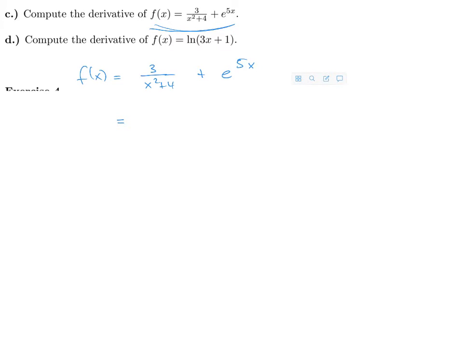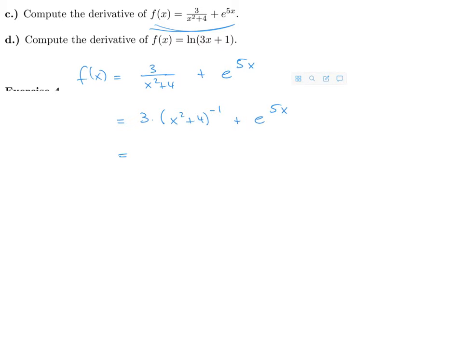So what I could do here is write this as 3 times (x squared plus 4) to the power of minus 1. That's actually the same. Plus e to the power of 5x. And then I use the so-called chain rule. What is the chain rule? The chain rule is if I have a function of a function, which is kind of what we have here and here. What do I mean by a function of a function?